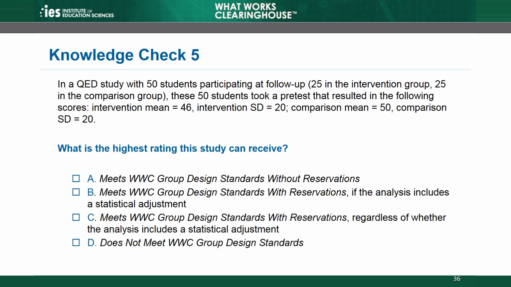Knowledge check 5. In a QED with 50 students participating at follow-up, 25 intervention, 25 comparison, these 50 students took a pretest that resulted in the following scores. The intervention mean was 46 with a standard deviation of 20. The comparison mean was 50 with a standard deviation of 20. What is the highest rating this study can receive?